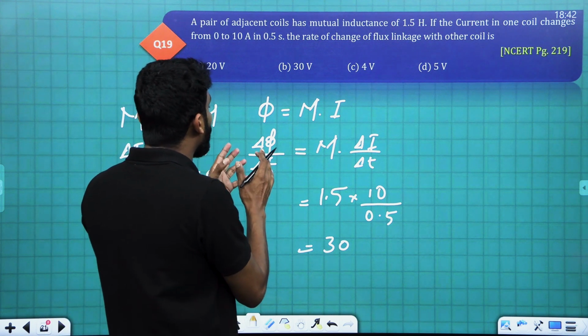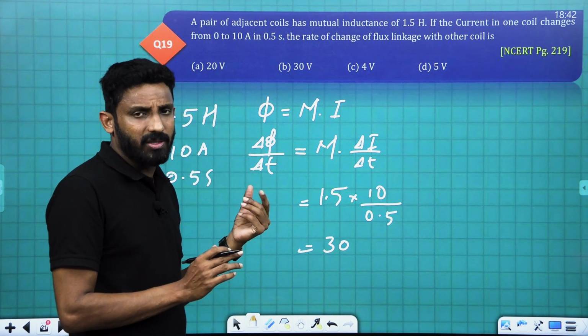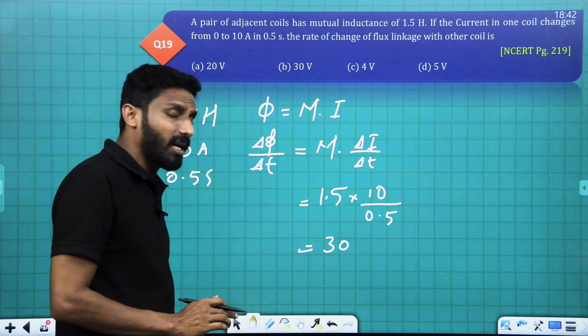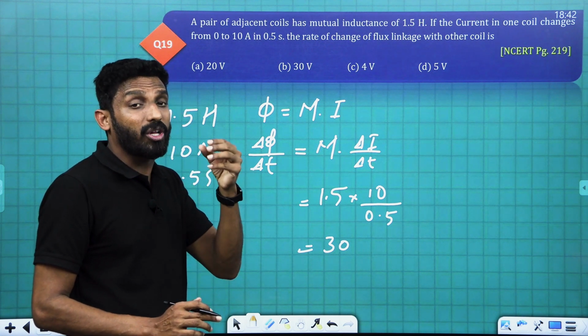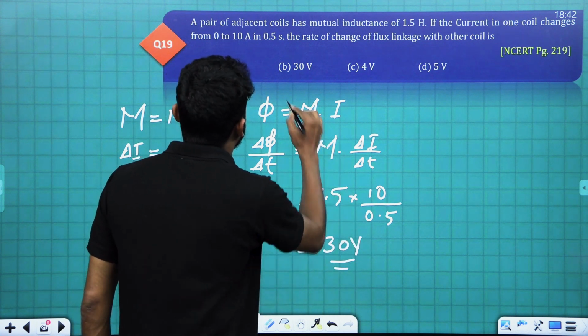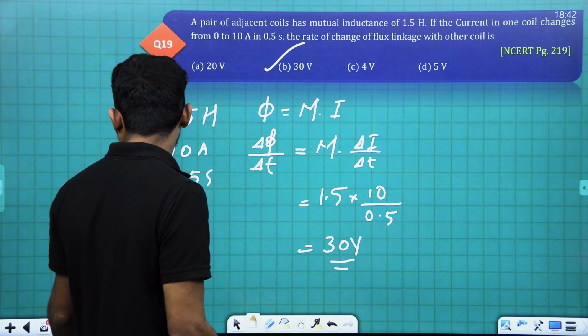So the rate of change of flux is equal to the EMF induced. Delta phi by delta t has the SI unit of EMF, or potential, or voltage. So 30 volt is the answer of the question, option B. Clear? Very easy. The final one.